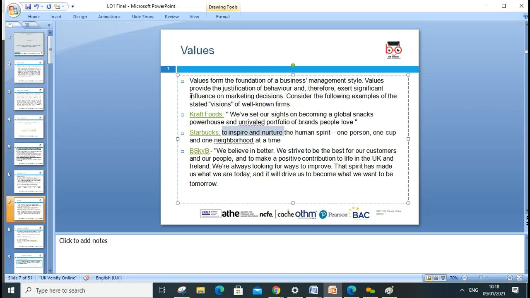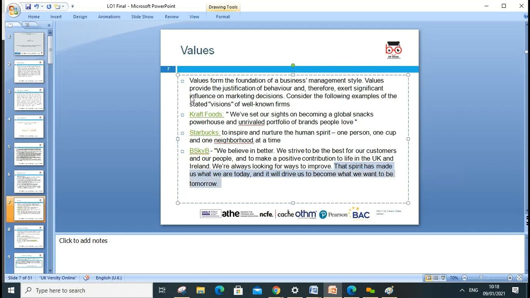Starbucks: it's inspired by the human spirit. One person, one cup, one neighborhood at a time. Sky: we believe in better. We want better service. We strive for the best for our customers and our people. We make a positive contribution to life in the UK and Ireland, and we can say throughout the world, if we are delivering. We are always looking for ways to improve, never stopping. The spirit has made us what we are today and will deliver what we want to be tomorrow.